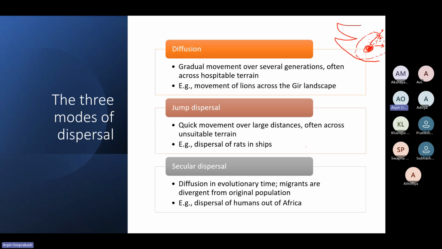The next mode of dispersal is basically jump dispersal, where we have very quick movement over large distances and often across unsuitable terrains. So in the first case, this dispersal might happen over the course of, let's say, 15, 20 years or something. But here in jump dispersal, dispersal might happen in very fast time scales, such as even across a few days or even, let's say, across a few hours. Right. So one example of jump dispersal is dispersal of rats on ships.